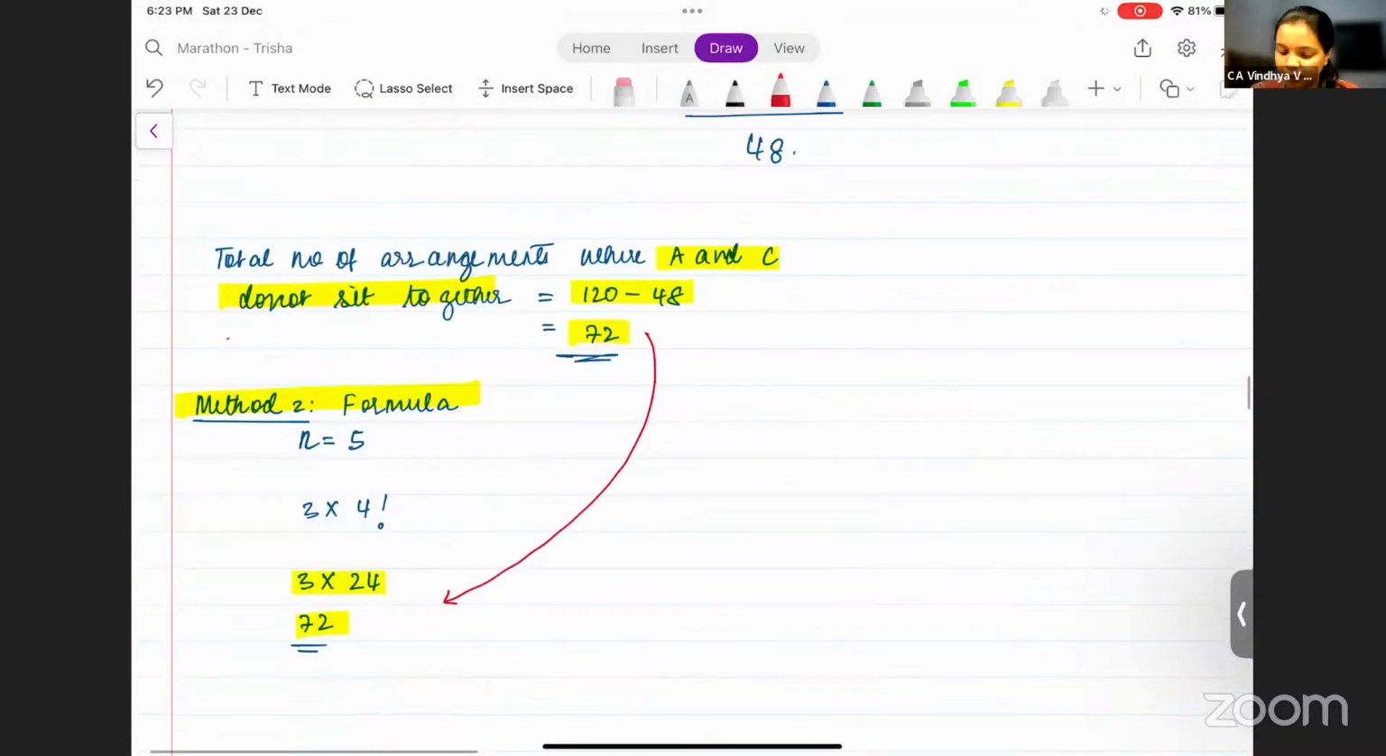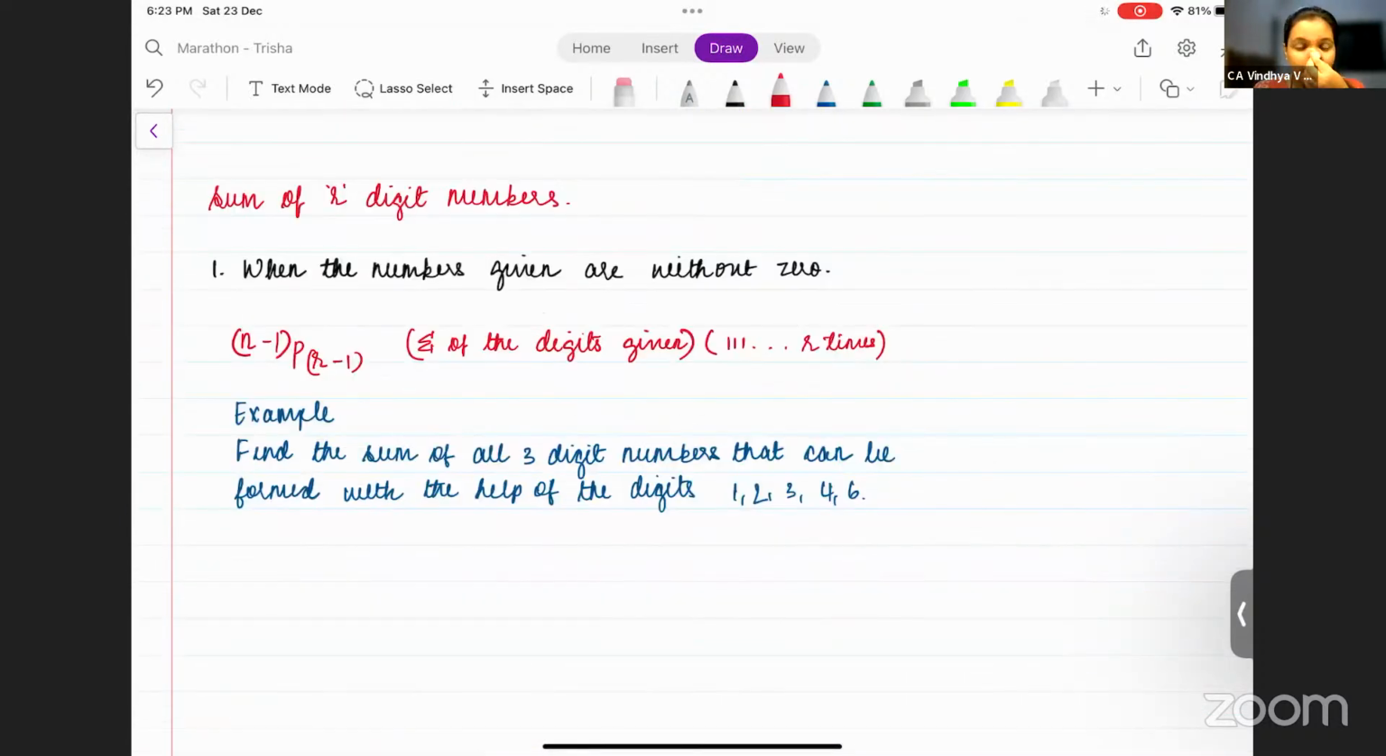All right. Okay. Next one is sum of four digit numbers. So when the digits are given without 0, here you have a formula. You have to find the sum, not the number of numbers. You have to find the sum of numbers. Here you have a formula: n minus 1 P r minus 1 into summation of the digits into 111, r times.